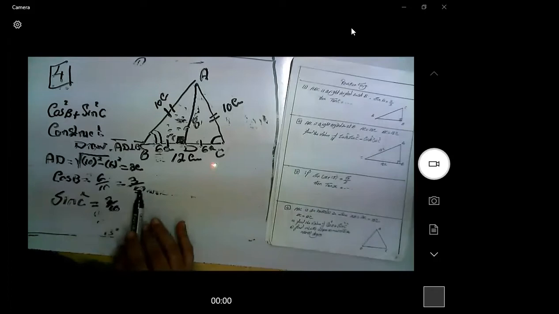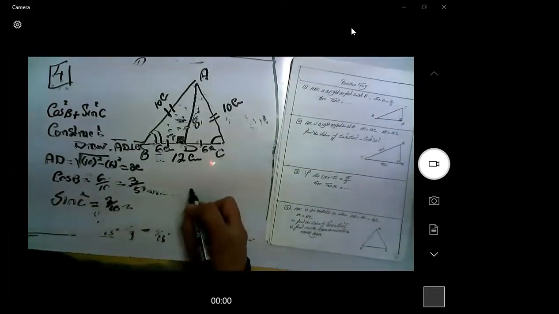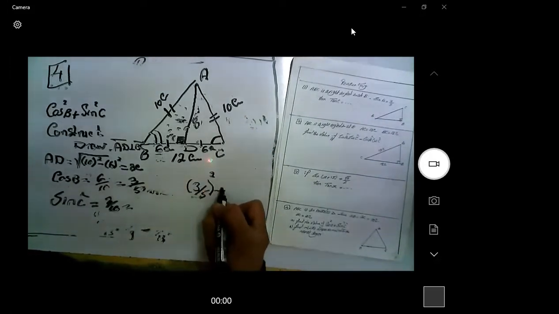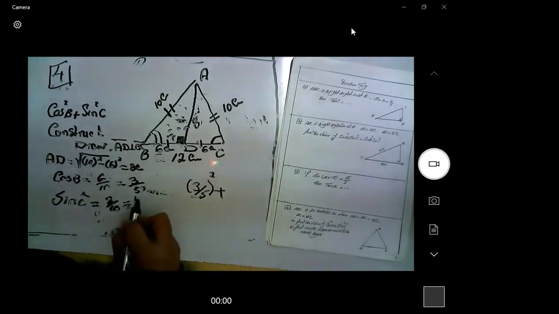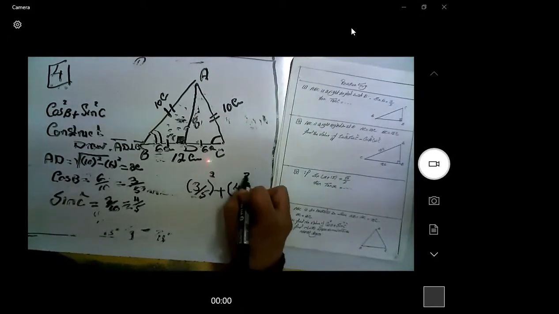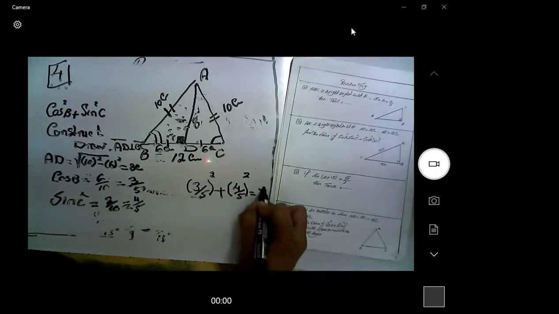Cosine square B, you know that cosine B equals 3 over 5, so 3 over 5 squared, plus sine square angle C. Sine C equals 8 over 10, which is equal to 4 over 5 by reducing. Plus 4 over 5 all to the power 2. The final result equals 1.